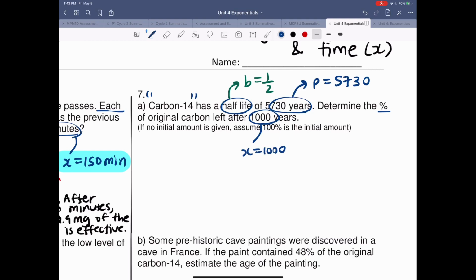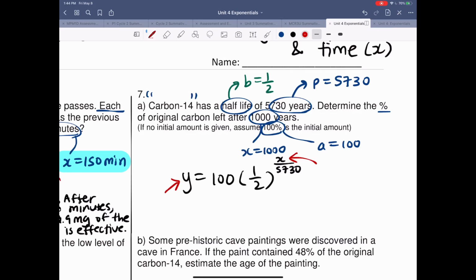Meanwhile, if no original amount is given, then you're going to assume A is equal to 100. Why? Well, you're assuming that you have 100%, which is like looking at 100 grams, but in this case, we'll just say 100%. So setting up our equation, we have y is equal to, A is 100, B is a half, and you have x divided by P, and we said that was 5,730. I like to indicate what my variables are. My x is the time in years, and the y is the amount of carbon.